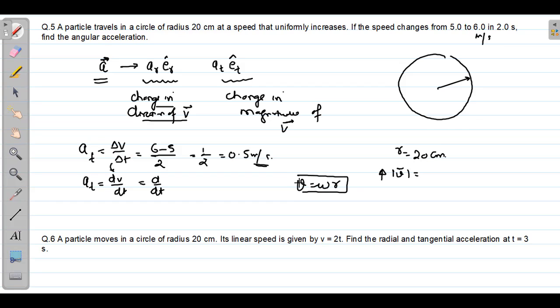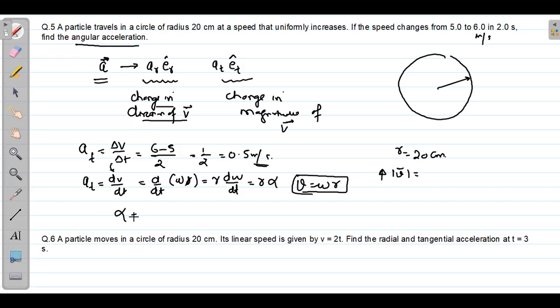This is the relation between the linear velocity and the angular velocity at a particular instant, because speed is changing from time to time. That's why we are using the differential. So we can write v = ωr. r is constant, it is the radius. So a_t = r dω/dt, and the rate of change of angular velocity is angular acceleration. We have been asked to find the angular acceleration.